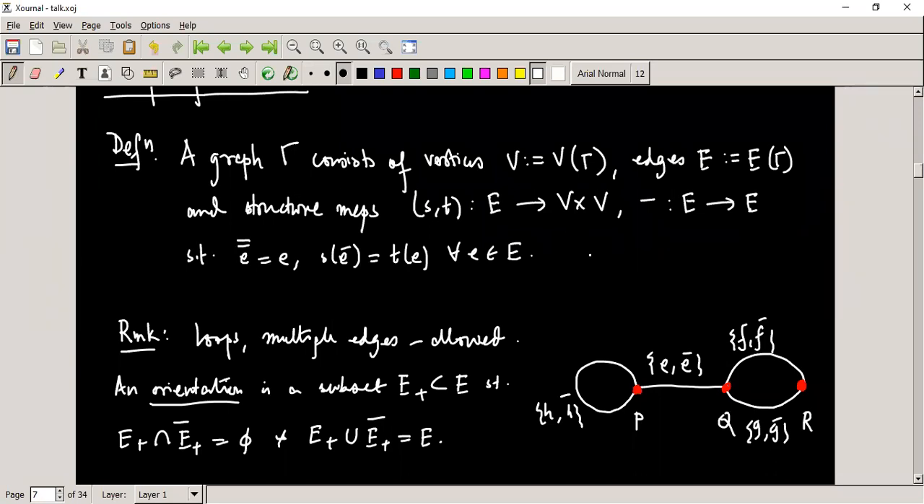So a graph for me is a set of vertices and a set of edges, and it has these kind of structure maps from the edge set to the set of pairs of vertices. And it has a conjugation map. So I'll explain what these do. For example, you have an edge E, where SE is the initial vertex, and TE is the terminal vertex. So every edge is basically directed.